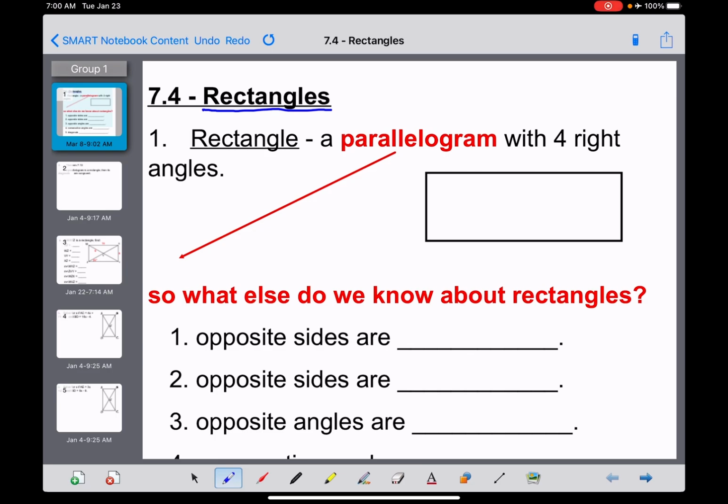So our definition of rectangle is relatively simple here. So a rectangle is a parallelogram with 4 right angles. But in geometry, you've really got to pay attention to the words right here. Right away, we're saying that a rectangle is a parallelogram.